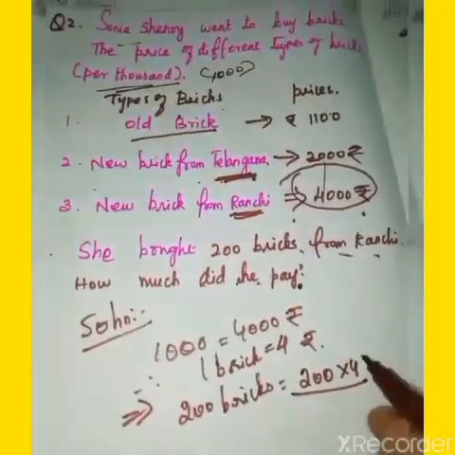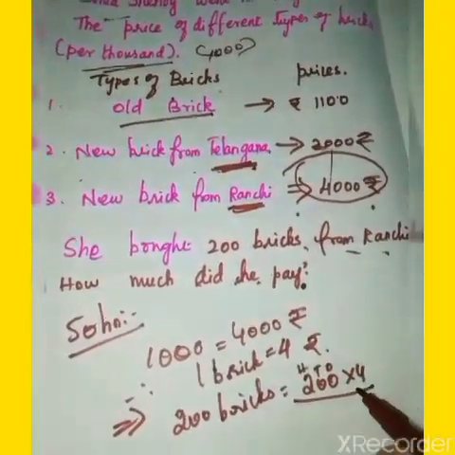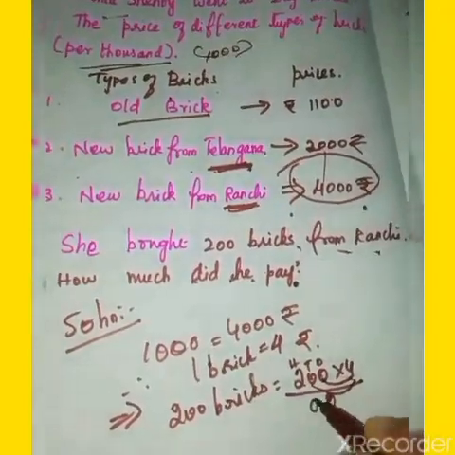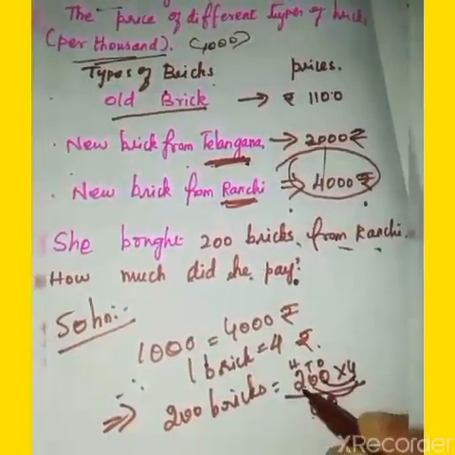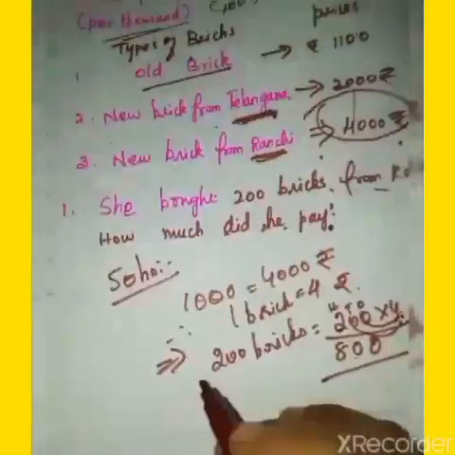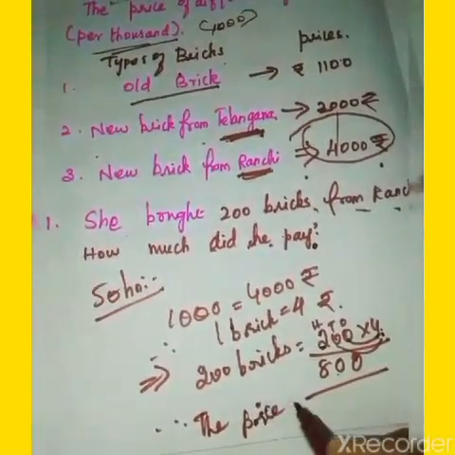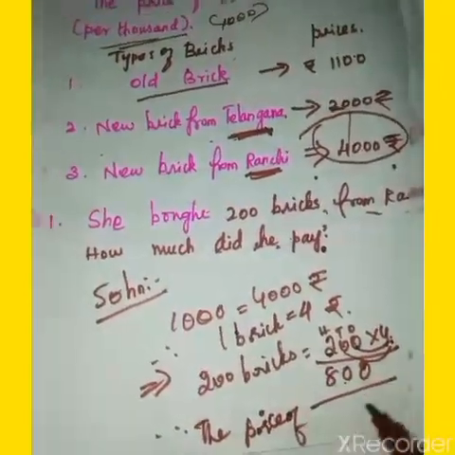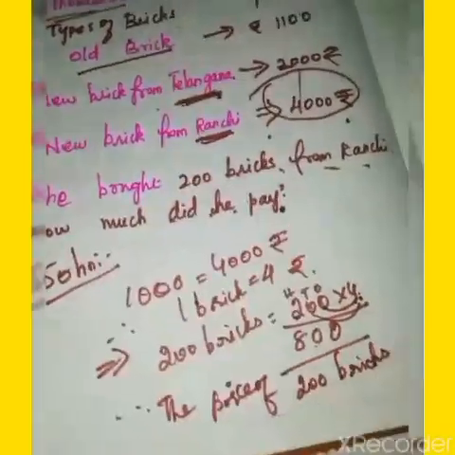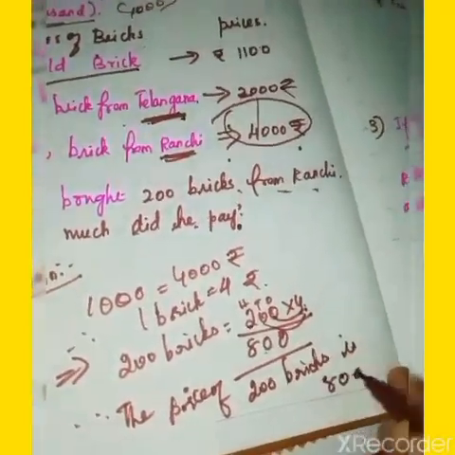You all know multiplication? I think so. So now this is your ones, tens and hundreds. Now you multiply with the 0. Your answer is 0. Again 0. 4 zeros are 0. Then you have 2 into 4. That's 2 fours are 8. So therefore, the price of 200 bricks is how much? 800.